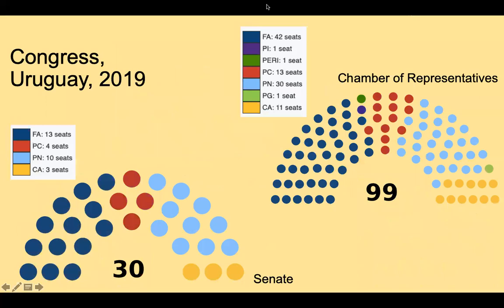In Uruguay, by contrast, take a look. You have only 3 parties who really even have a viable number of seats. You have the Broad Front, the Colorado Party, and then I'm forgetting the name of this party, but 30, 13, and 42 respectively in the chamber. And then in the Senate, you have 13, 10, and 4, but really it's just the Broad Front and then this party, 13 and 10, who have the largest shares.